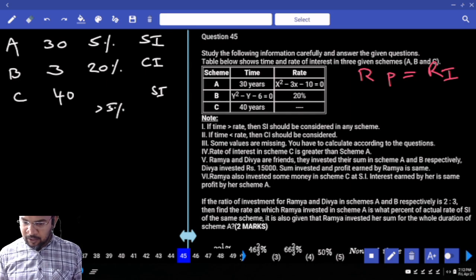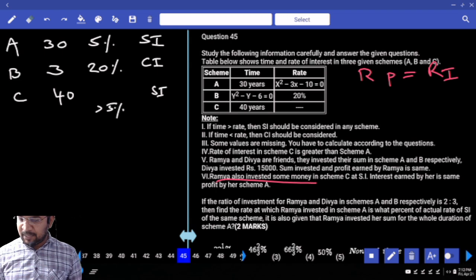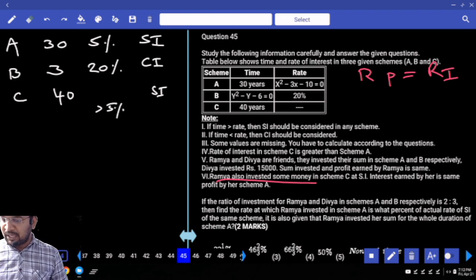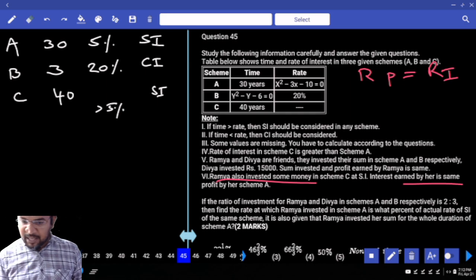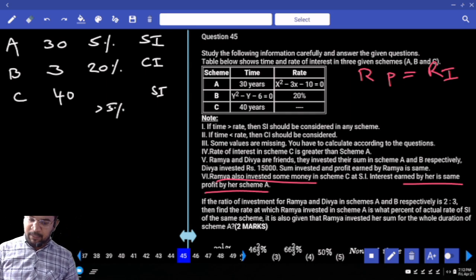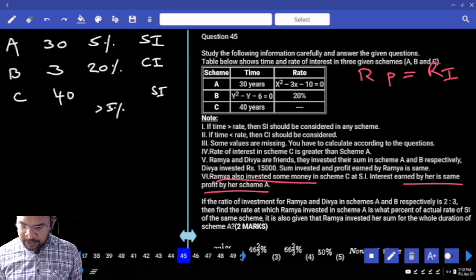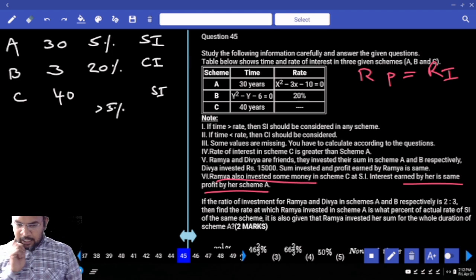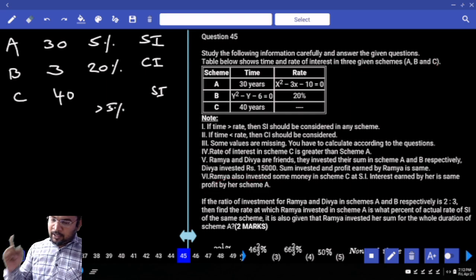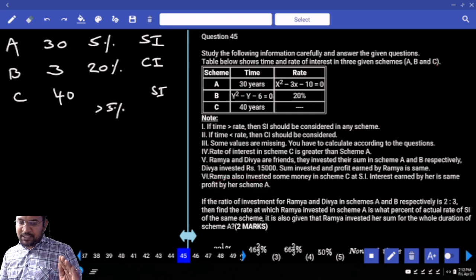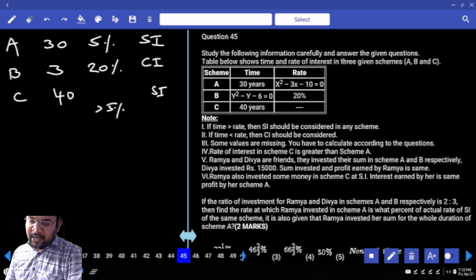What they given? Ramya also invested some money in scheme C at simple interest. Okay, interest earned by her is same as that of the profit in scheme A. Okay. Next, see the first question. If the ratio of investment for Ramya and Divya in scheme A and scheme B respectively is 2:3.